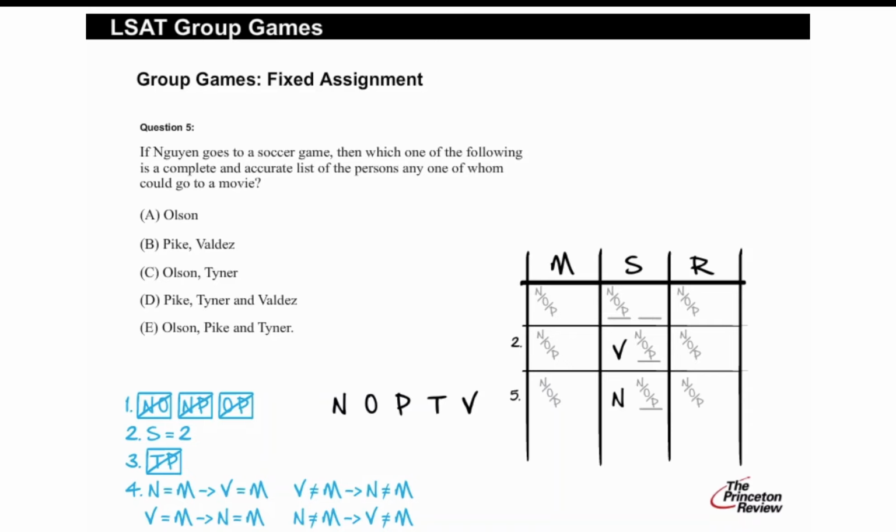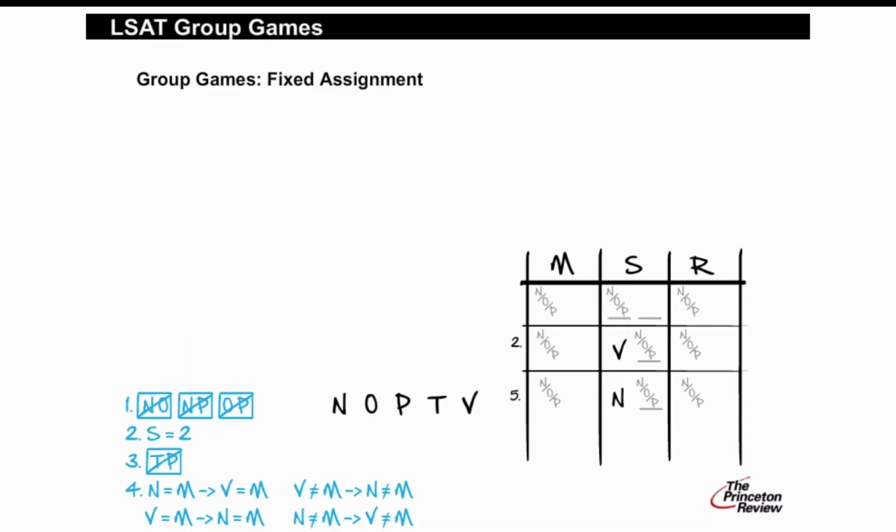Well, according to clue 4, now V can't see the movie since N doesn't. That eliminates choices B and D. Your answer to the grabber rule establishes that P could see the movie if N watches soccer, so the credited response must include P. This eliminates choices A and C, and you're done. You've eliminated down to choice E, O, P, and T. You're out of specific questions. It's time for the 2 general questions, 3 and 4.